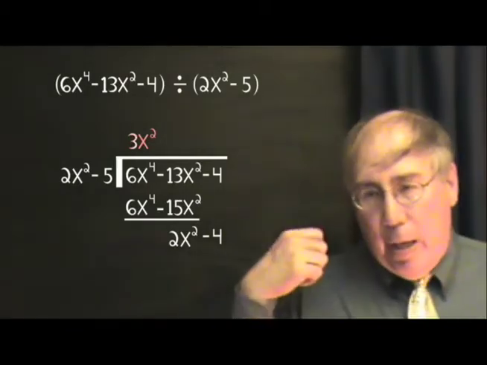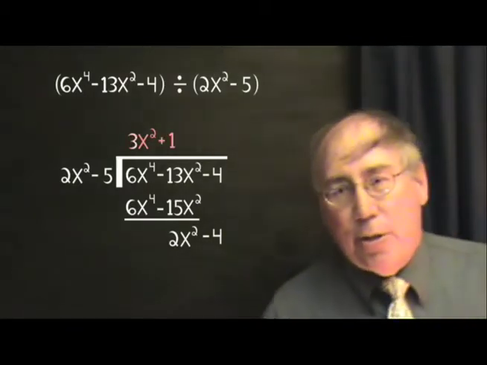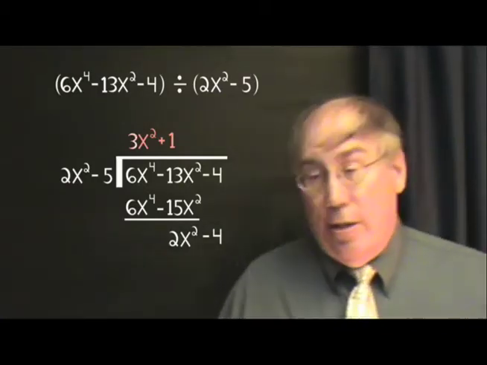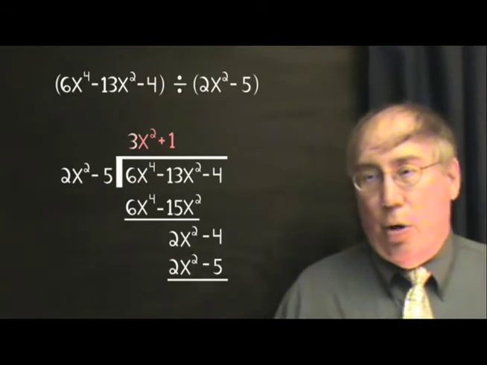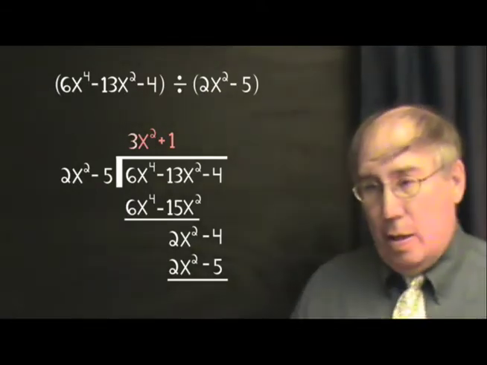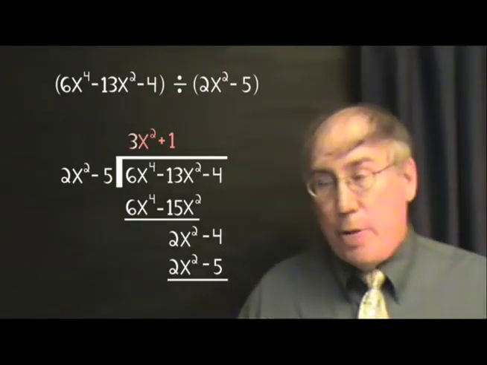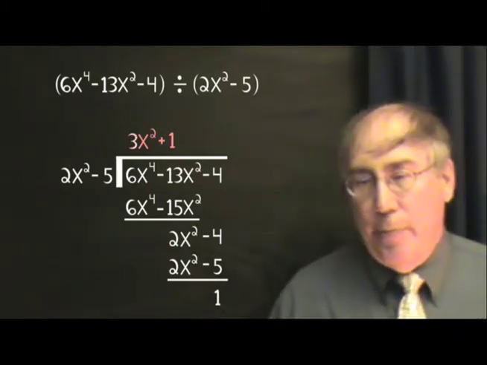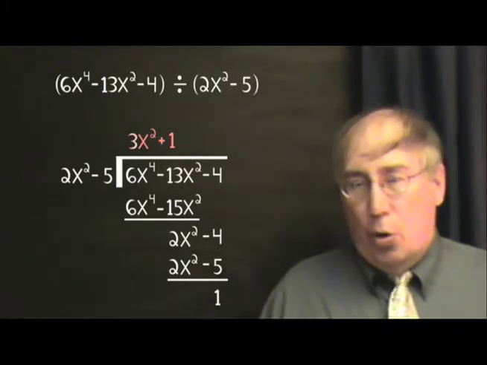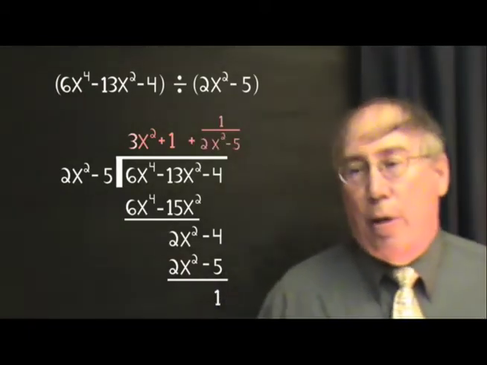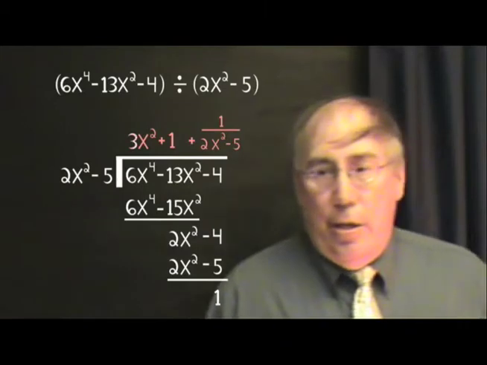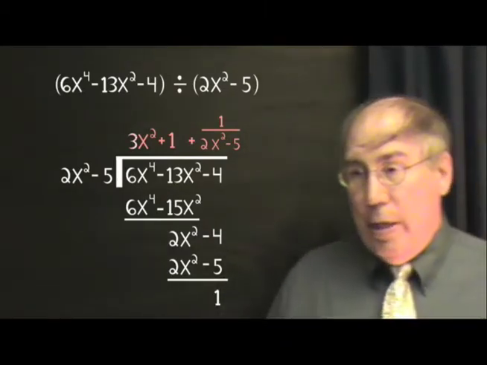We get 2x squared minus, bring down the minus 4 there. And what can we multiply times 2x squared in the divisor to get 2x squared? It's 1. So we subtract the lower terms from the upper terms, get 1. So our answer is 3x squared plus 1 plus 1 over 2x squared minus 5. So moving along here, let's see what we get next here.